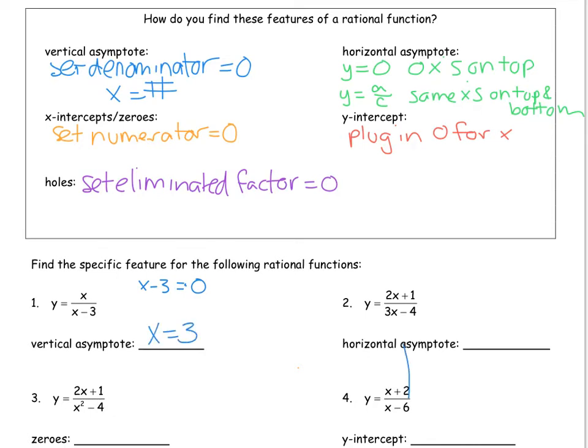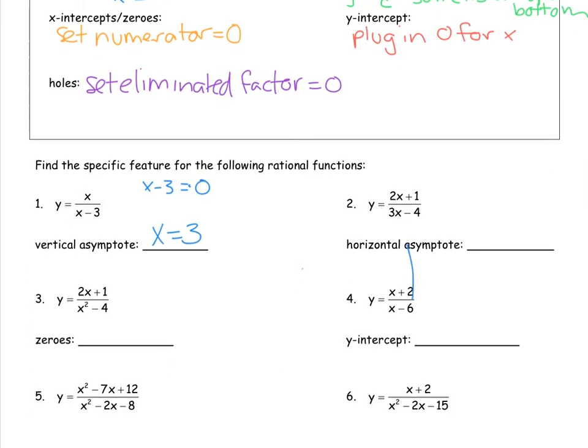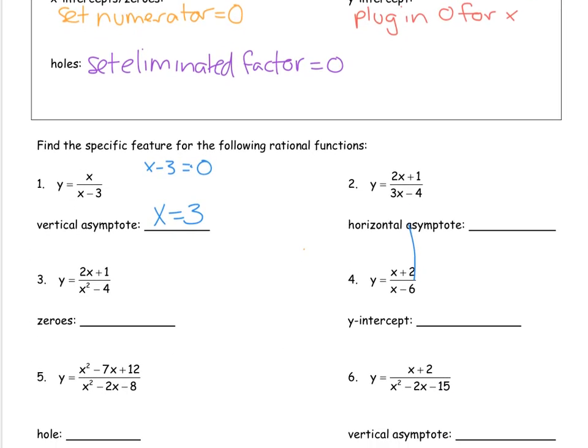For number 2, they want us to find the horizontal asymptote. This is where we think about the degrees in the numerator and denominator. Since they have the same degree, we're going to take the ratio of their coefficients and get y equals 2 over 3.